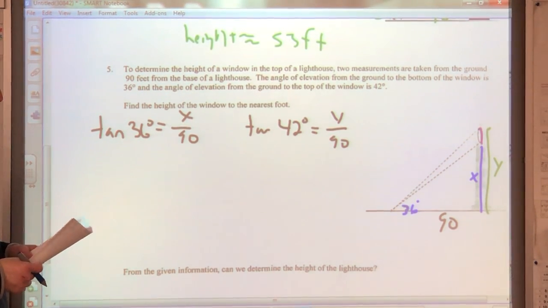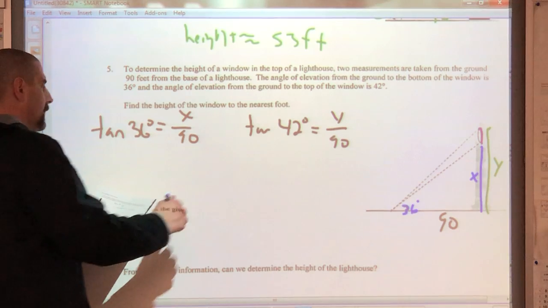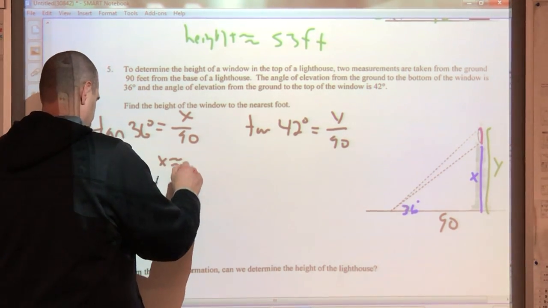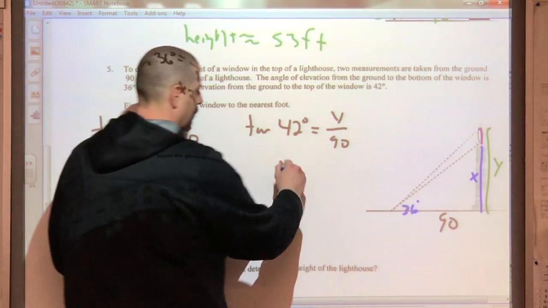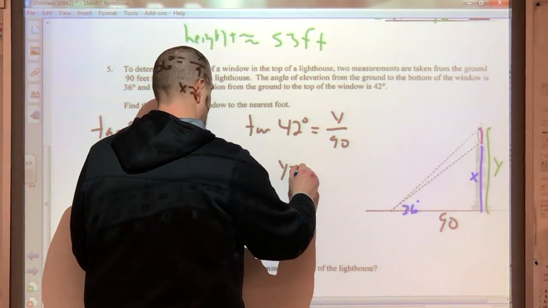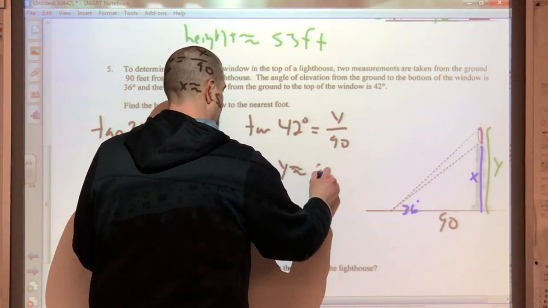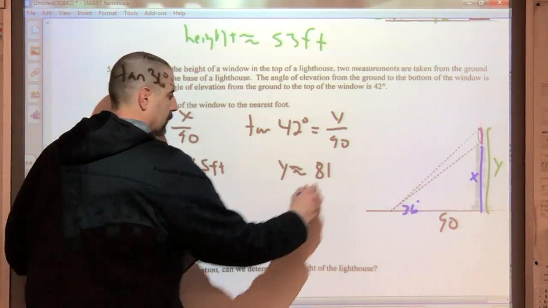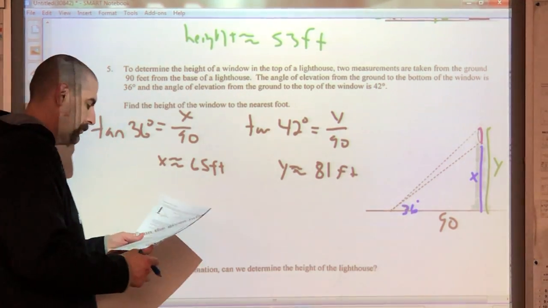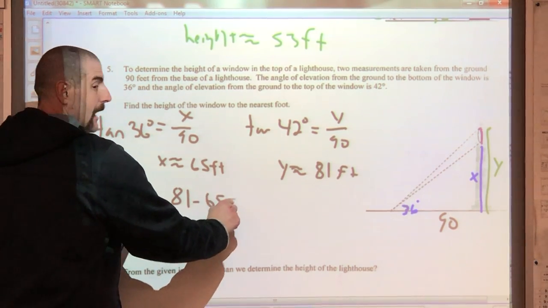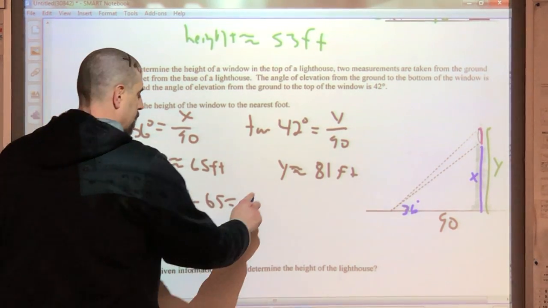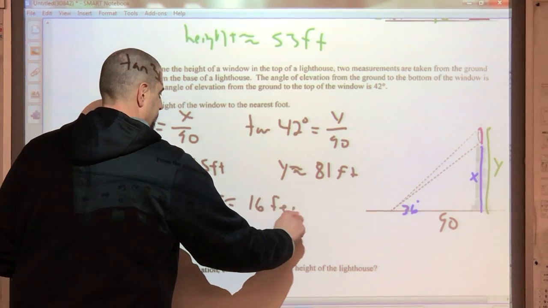Pause the video now. All right, you should have got x is approximately 65 feet, and you should have got y is approximately 81 feet. So we have to subtract 81 minus 65, which is 16 feet.